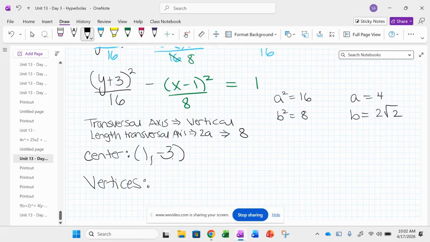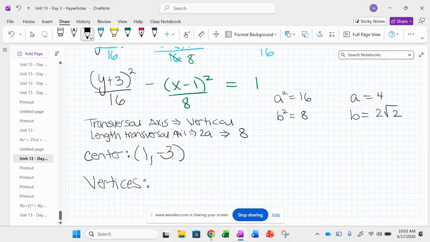It means the vertices are 8 units apart. Now, are the vertices left, right of each other or up, down of each other? How do you know up, down, not left, right? Good. We know it's up, down from each other. It's vertical from each other because it's a vertical hyperbola. And now it's 8 units apart. What's the middle point between the two vertices?